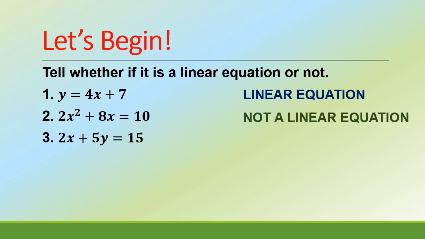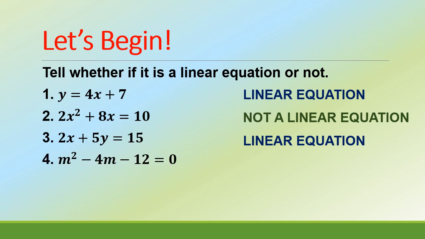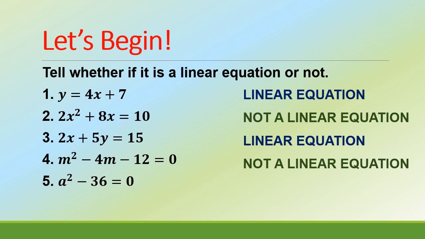Next, 2x plus 5y is equal to 15. Is it a linear equation or not? Very good. It is also a linear equation. Next one. We have m squared minus 4m minus 12 is equal to 0. Okay, that's correct also. It is not a linear equation. Number 5. a squared minus 36 is equal to 0. Very good. It is not a linear equation.